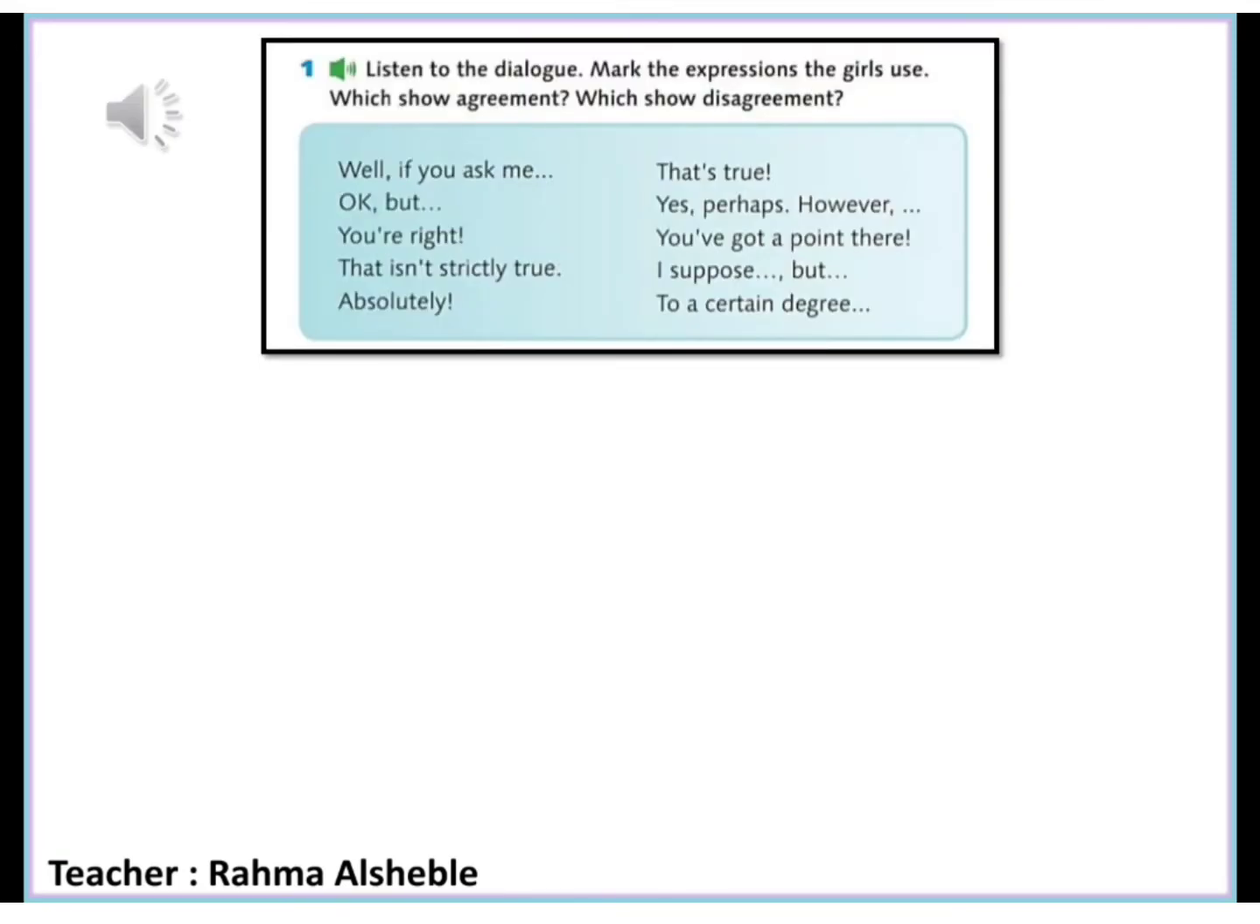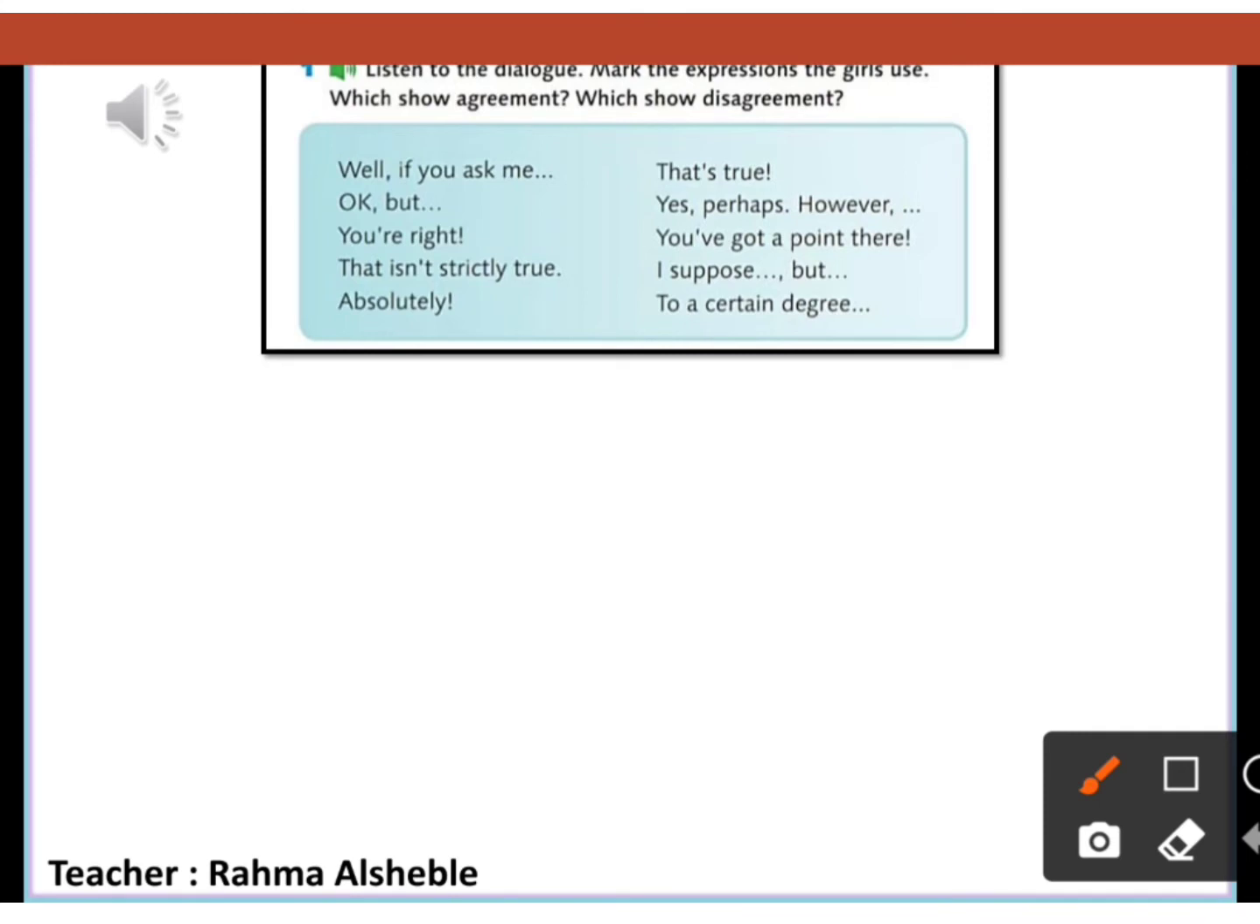Okay, let's read now question number 1. Listen to the dialogue. Mark the expressions the girls use. Then again, here there is a dialogue. Okay? And you should mark to the expressions. What's the meaning of expressions? Expression means تعبير. Okay, that the girls use. Then here in this dialogue, we have two girls. They will talk about a topic.